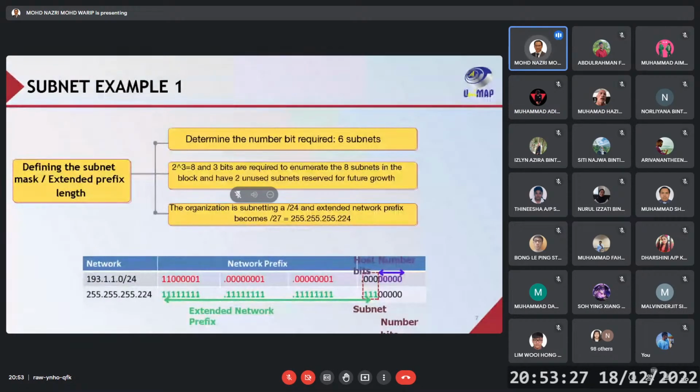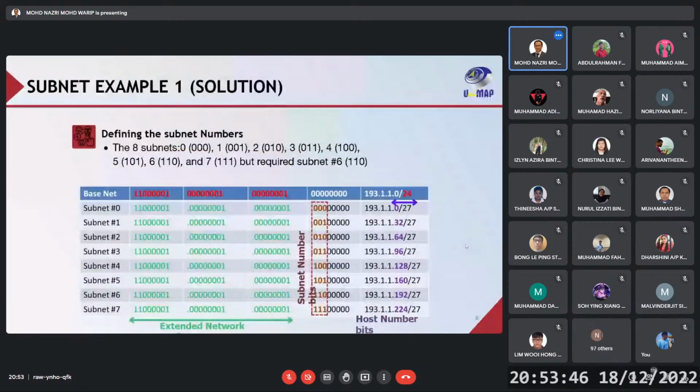And remember, in this rectangle we call it the subnet. And this arrow, we call it the number of bits. Okay, next. What's the next step? You need to define the subnet number. Remember the requirement: they require 6 subnets. Subnet means branches. They require 6 branches.